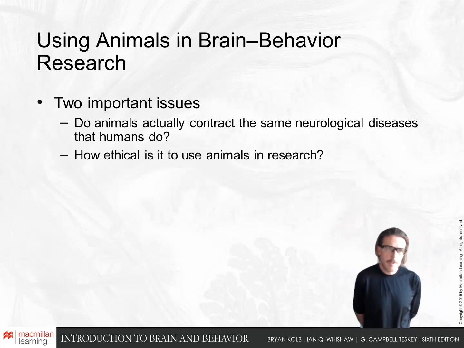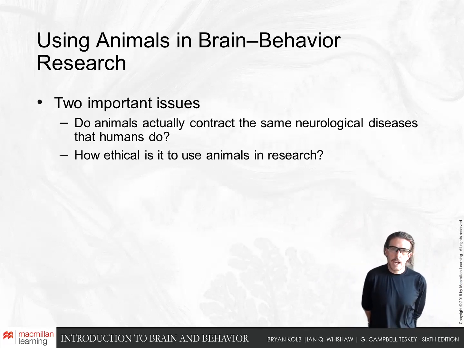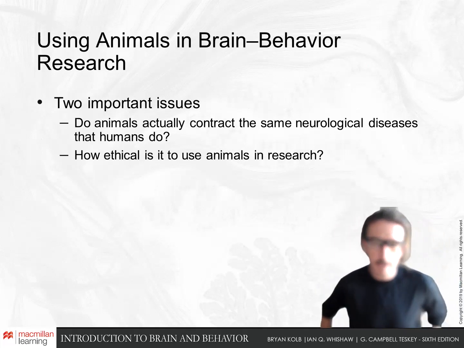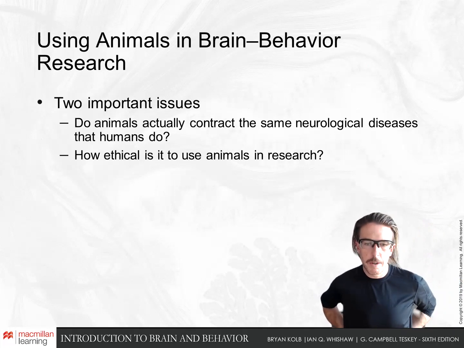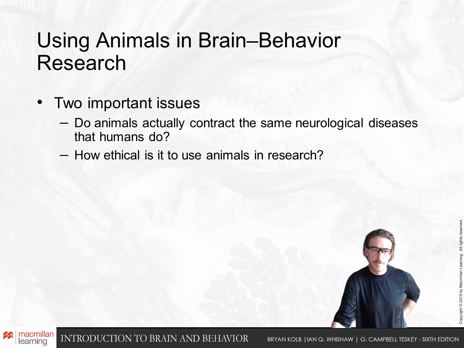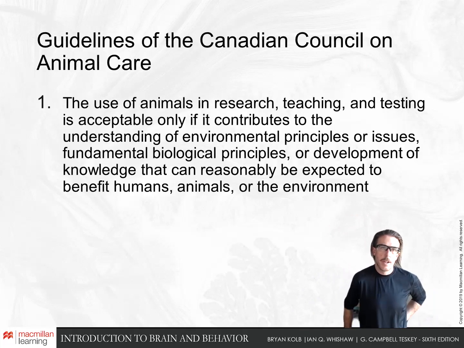So two important issues related to animal research are, do animals get the same problems as we do, and do the models that we recreate to replicate these problems actually show what's happening in our own brains? And then also, how ethical is it to use animals for these kinds of research questions?